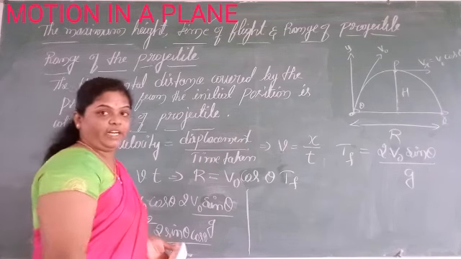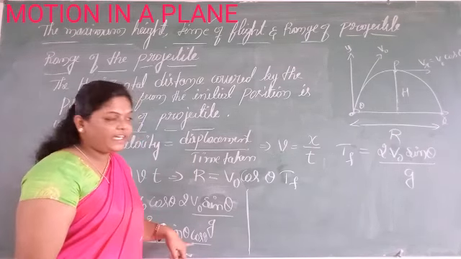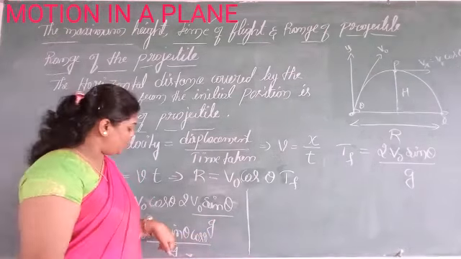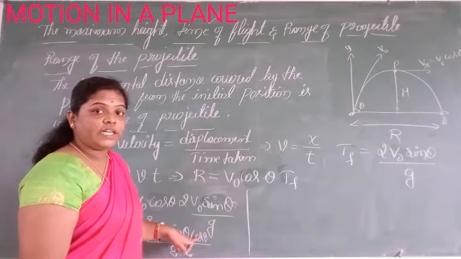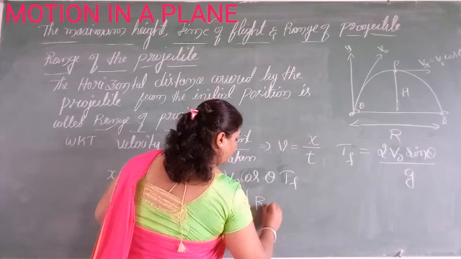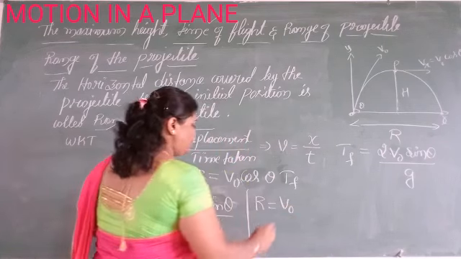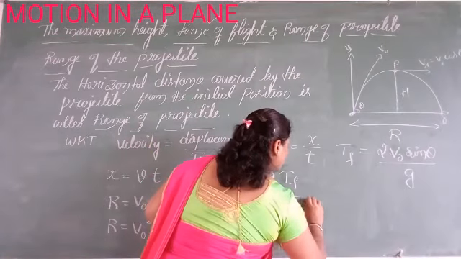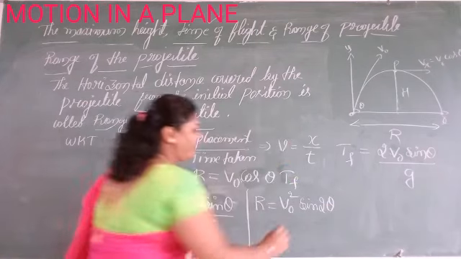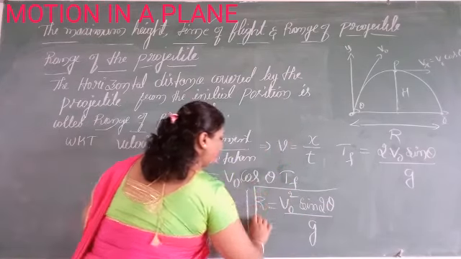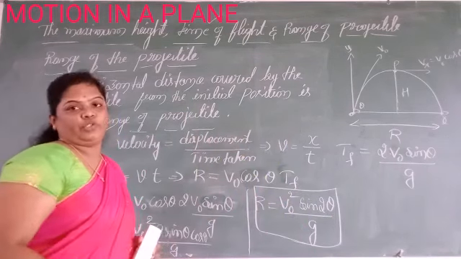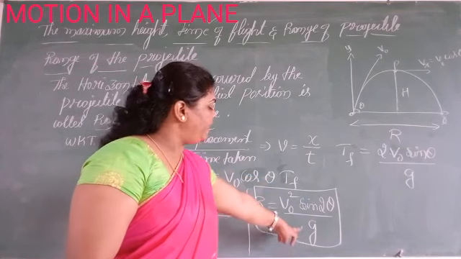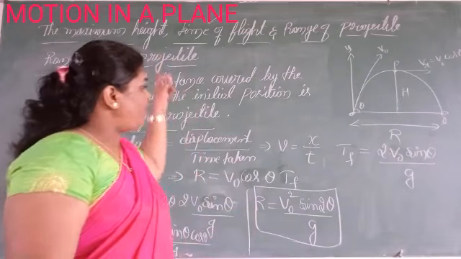So we know the trigonometric formula: 2 sin theta cos theta can be written as sin 2 theta. Then range R is equal to v naught square 2 sin theta cos theta, that is sin 2 theta divided by g. So this is the expression for the range of the projectile. R is equal to v naught square sin 2 theta divided by g. This is the range of the projectile.